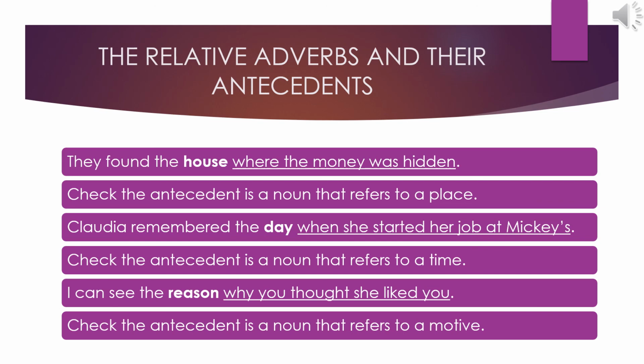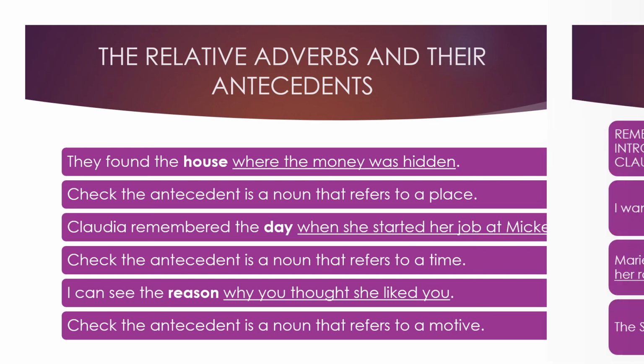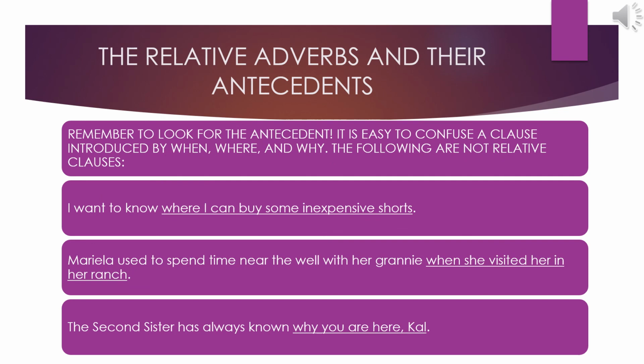Check out that in all of these cases, the relative adverb, either where, when, or why, is never going to be the subject of the clause. So this relative adverb is going to be classified as an object relative pronoun. It is very important that you always look for the antecedent, because especially with relative clauses that are introduced by when, where, and why, it is very, very easy to confuse clauses that are not relative clauses.